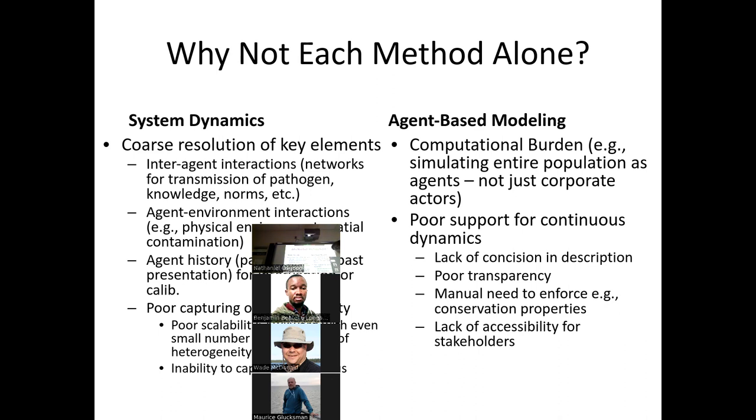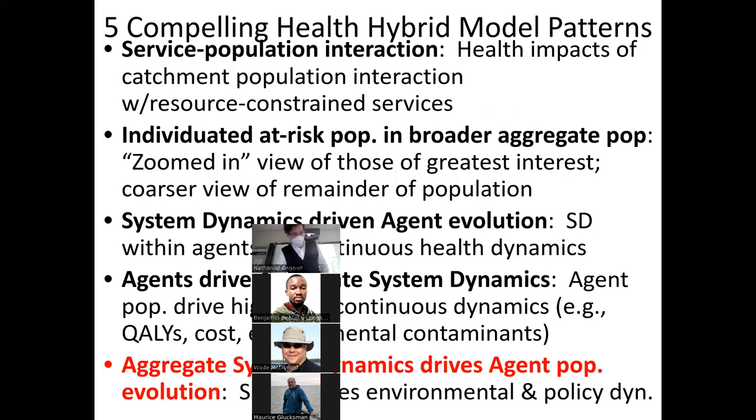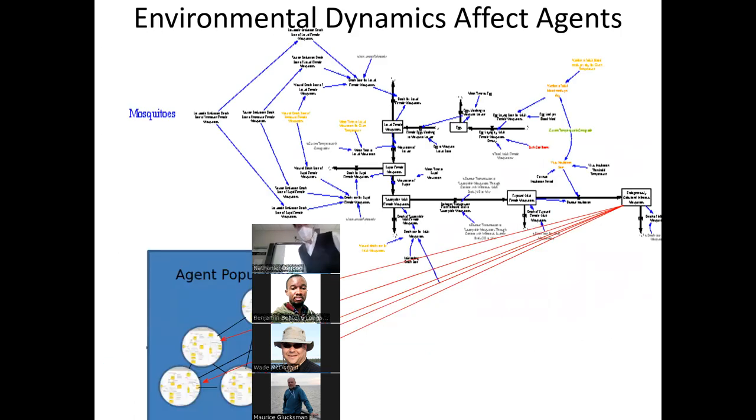Agent-based models here allow us to focus nimbly on agents, but we can capture higher level dynamics very elegantly, and sometimes with greater computational efficiency, although that's more arguable with stocks and flows. So the final thing is aggregate system dynamics drive agent population. I mentioned that earlier, but the idea here is, suppose we had mosquito and bird dynamics at the population level. So we have stocks and flows for mosquitoes and birds.